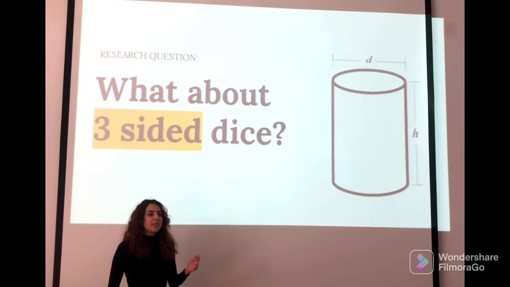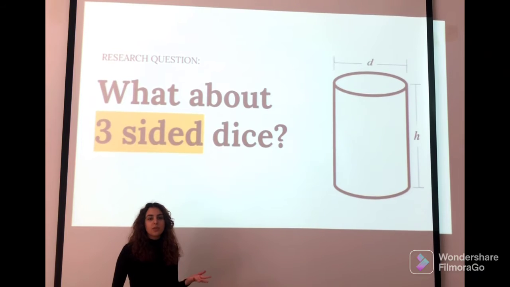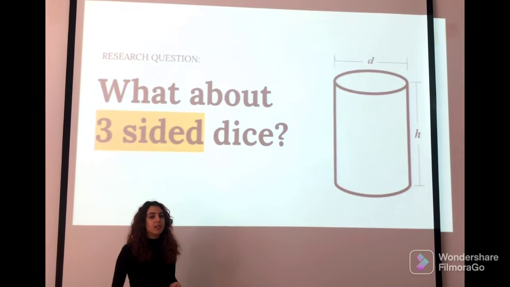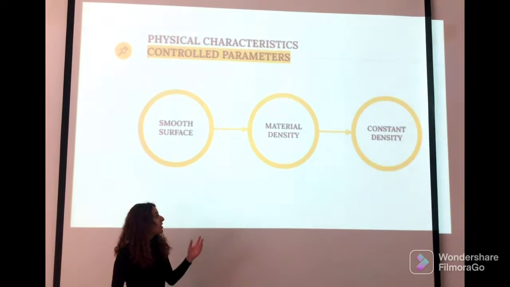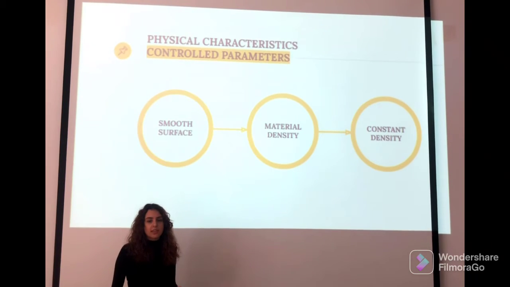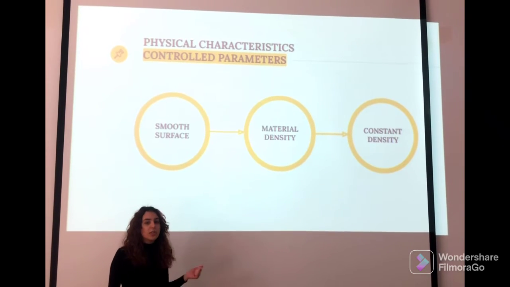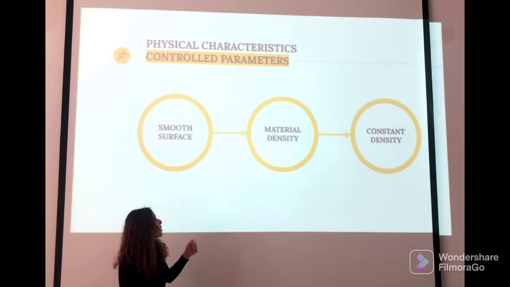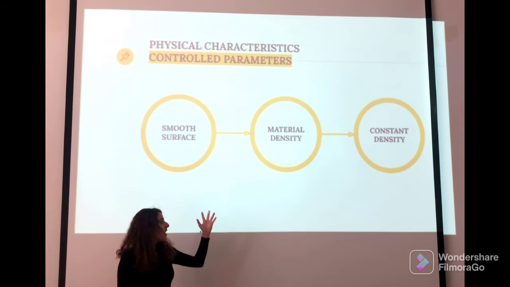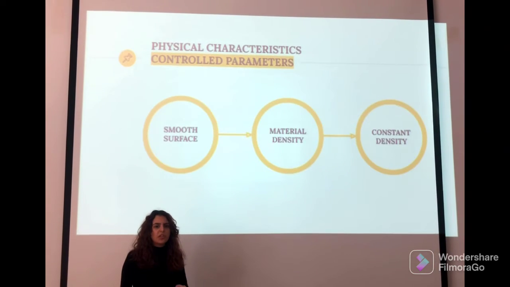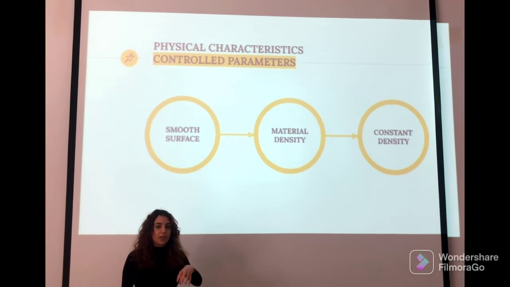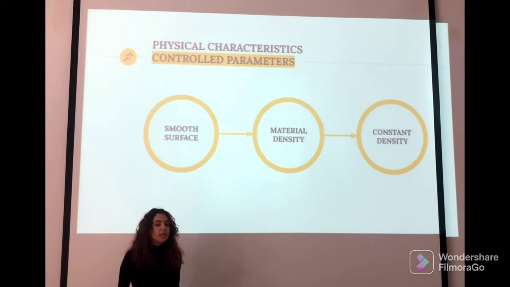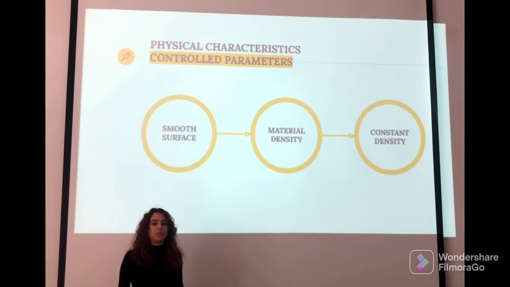So, to create the three-sided dice, we must investigate the possible changes in the geometrical characteristics. But before we do that, we must investigate the physical characteristics of the cylinder, which will be the constant parameters in our experiment. These include a smooth surface, a stable material density which stayed the same throughout all the points of each cylinder, and a constant density which stayed the same throughout all samples.